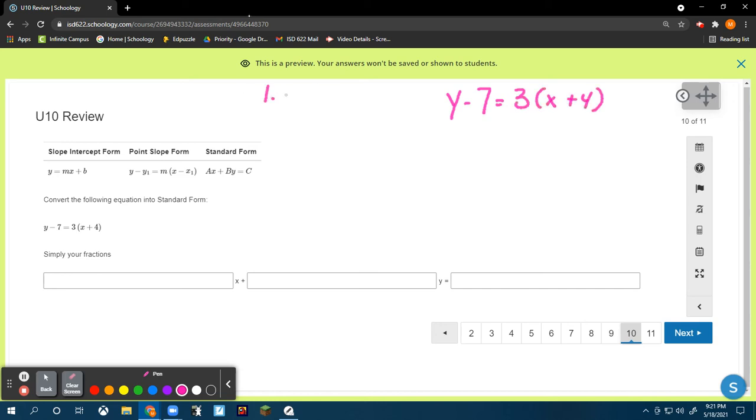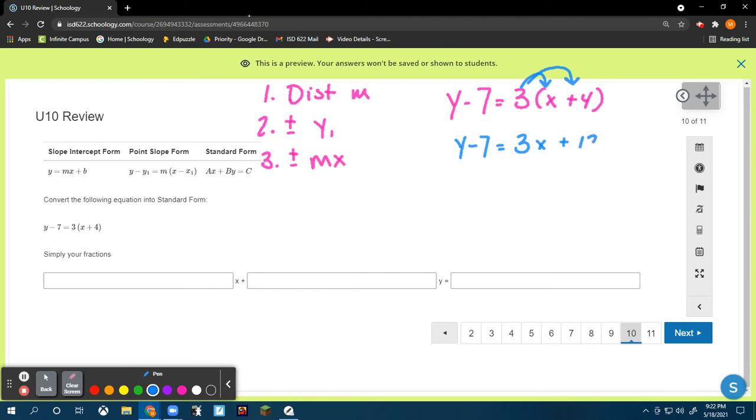Again, 3 steps. Step 1, distribute the m. Step 2, add or subtract y1. Step 3, we want to add or subtract mx. Okay, so let's go through these. First step, distribute the m. y minus 7 equals 3x plus 3 times 4, which is 12.